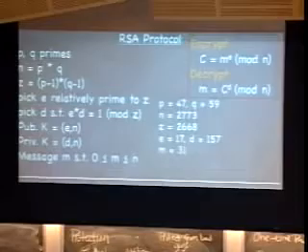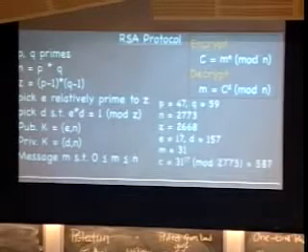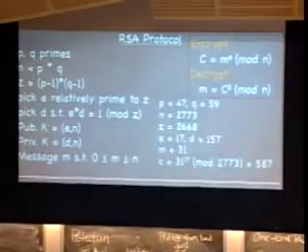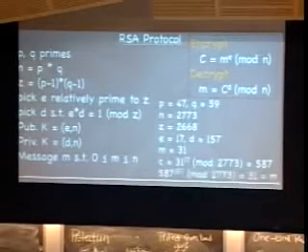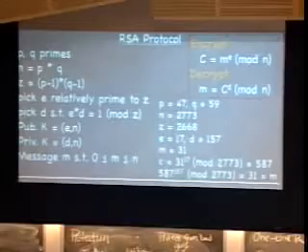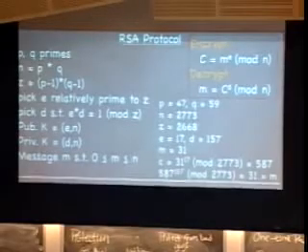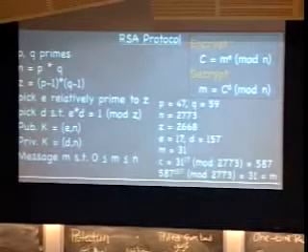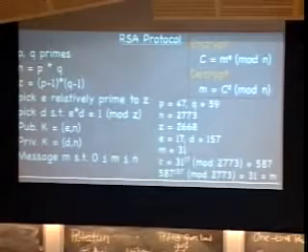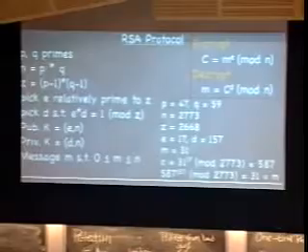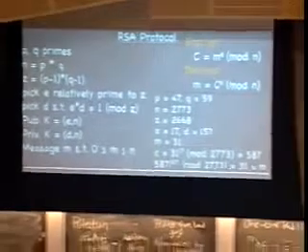And now suppose our message is equal to 31. Okay, so if we compute now C is equal to 31 to the 17th, modulo 2773, we get 587. And then sort of magically at the end, we reverse this thing and out pops our message. Okay? So this is a public key protocol. What we say here is the public key is this combination of E and N, and the private key is this combination of D and N.